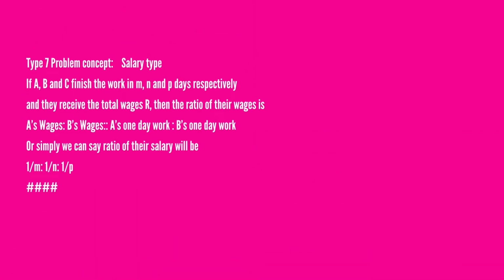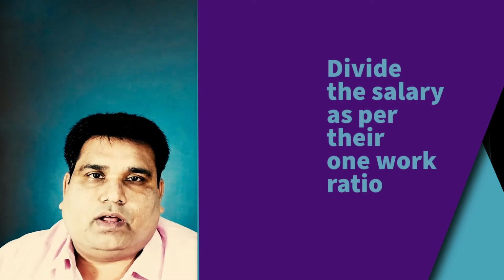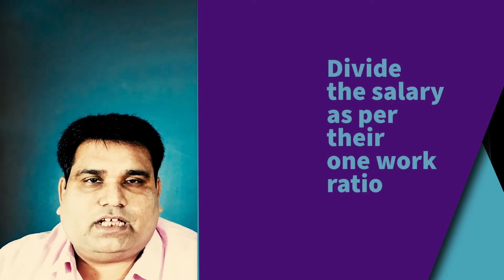Suppose that A can finish a work in M days and B can finish a work in N days. So their 1 day work ratio will be 1 upon M is to 1 upon N. So definitely they will divide the salary in that ratio. So the ratio of their salary will be 1 upon M is to 1 upon N. Whatever their total salary comes to, we'll divide as per that ratio, and then we'll distribute the salary.